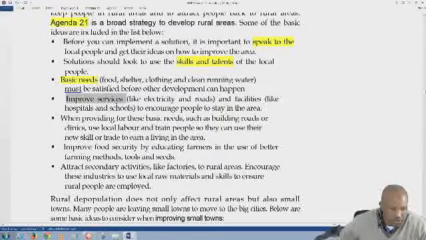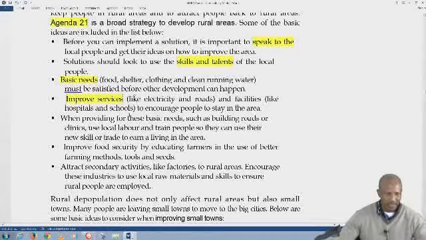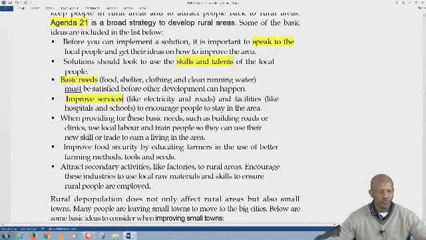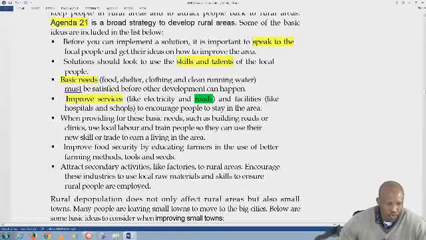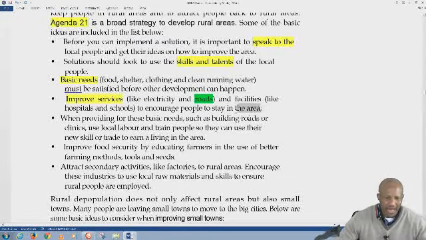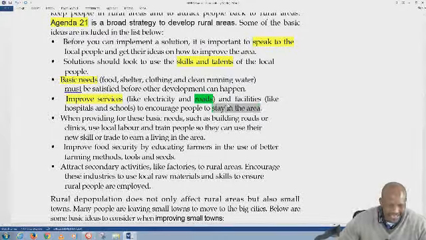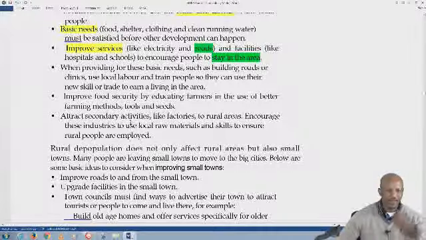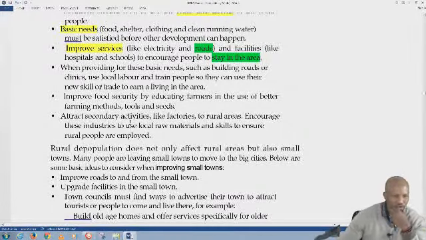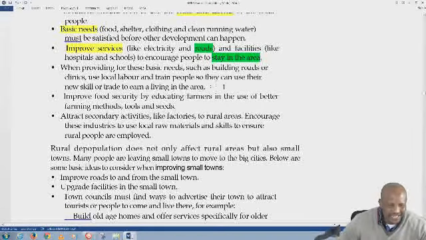The government must also come, and people can also help in a non-governmental organization, to improve services, your electricity, your roads. They must be improved in rural areas. Services like hospitals, schools, to encourage people to stay where? In their own rural areas. They must stay in their rural areas. They must not come to hospitals in urban areas. When providing these basic needs such as building roads, clinics, and the local park, I wanted to focus now on the improvement of your infrastructure.